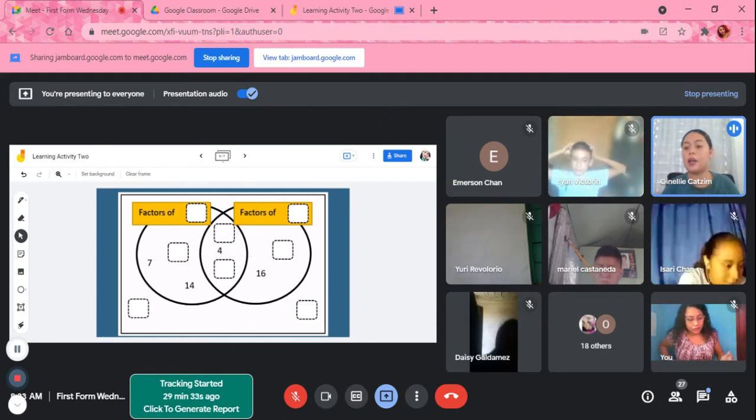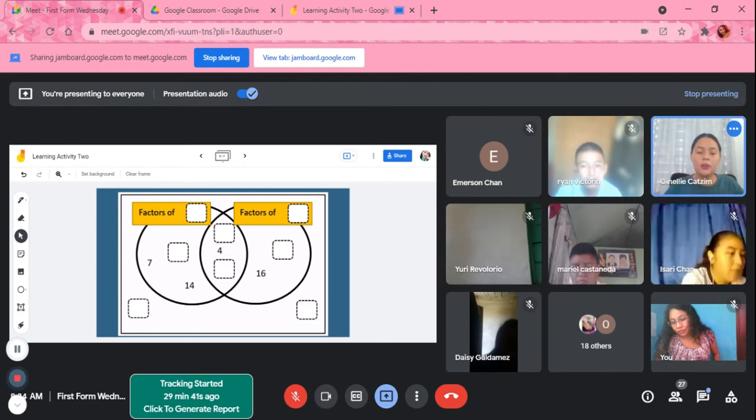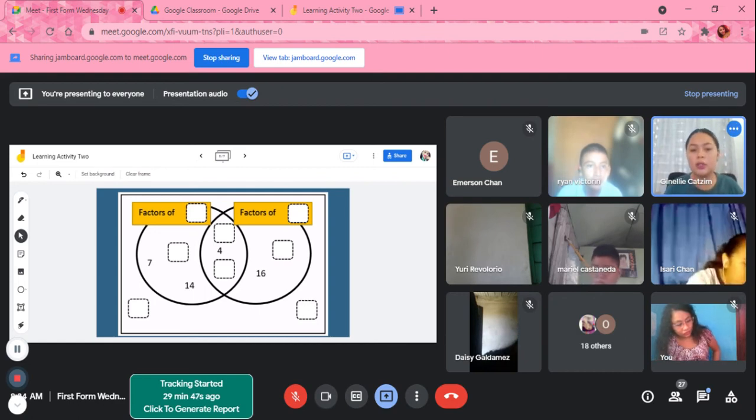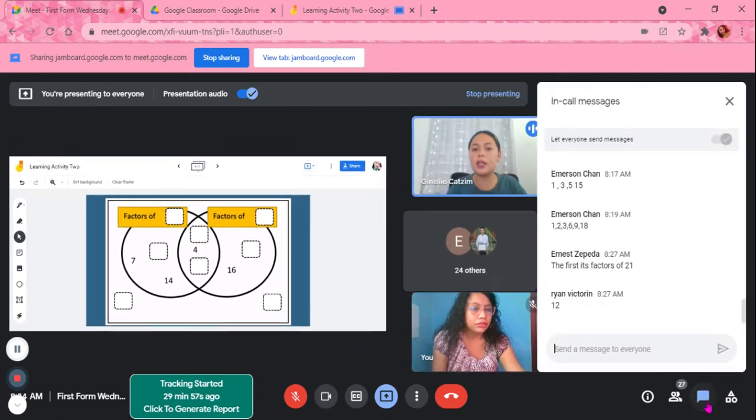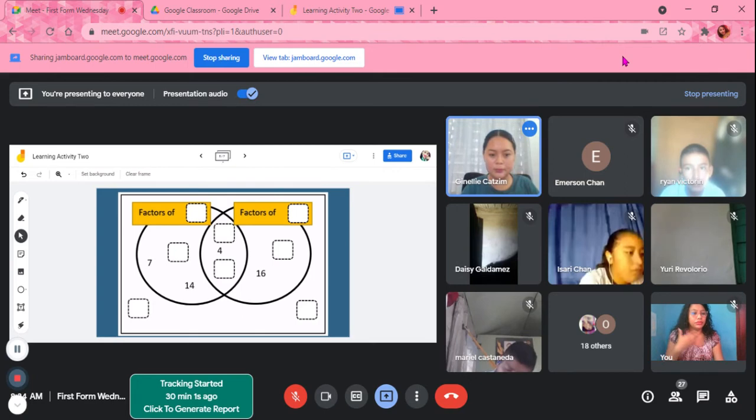Okay, so now we have 2 unknowns, right? For factors of, we don't know which factors of which we are finding. So we need to think a little bit more. We have to take a close look at the numbers we have there. We can see that 4 overlaps, right? So that means that 4 is a factor of both of them.